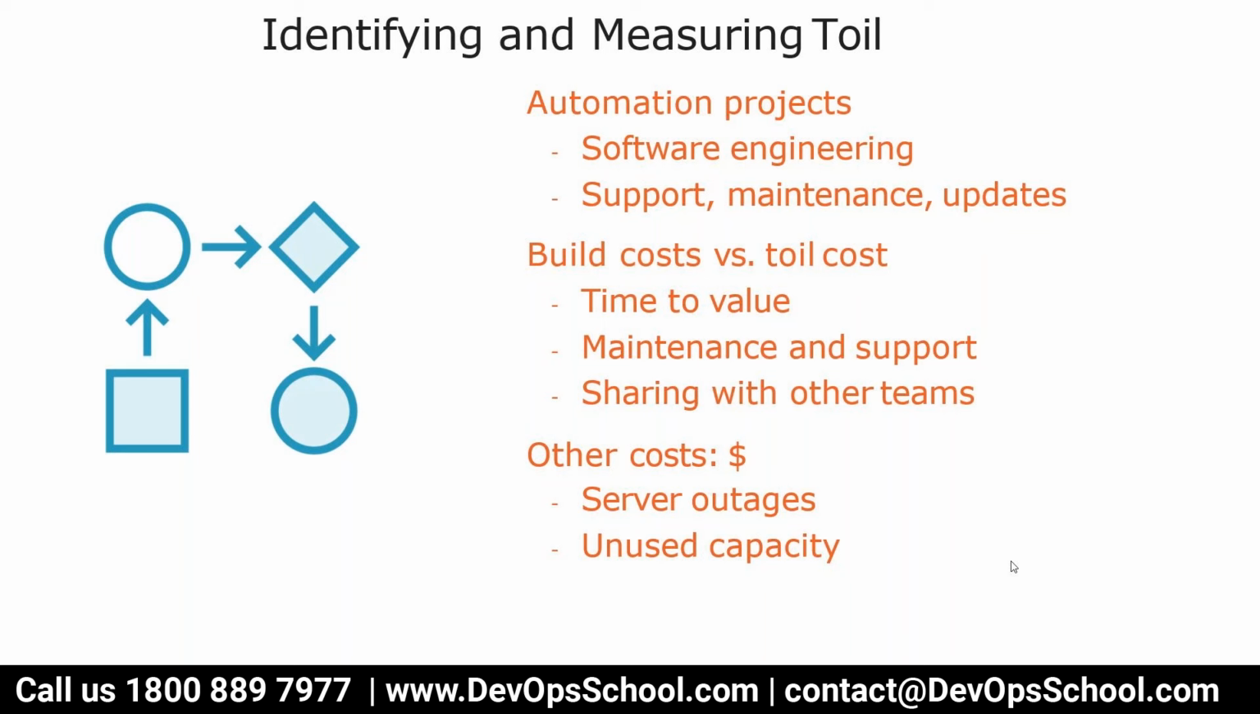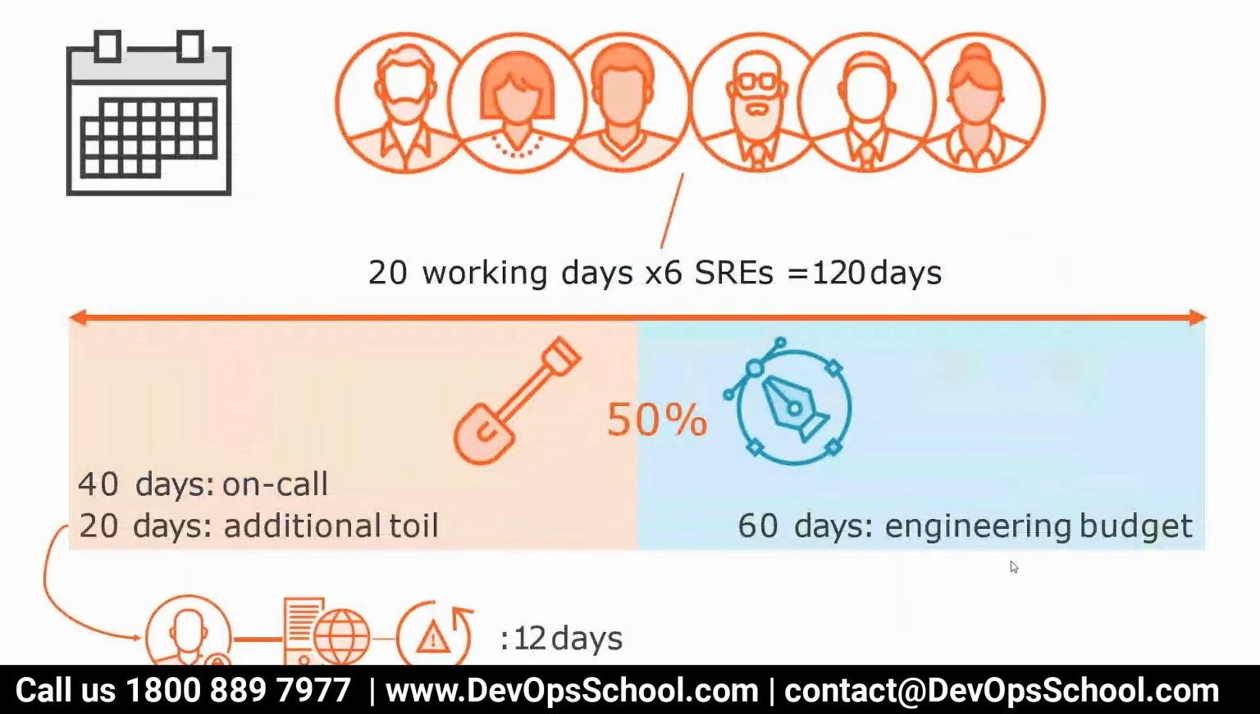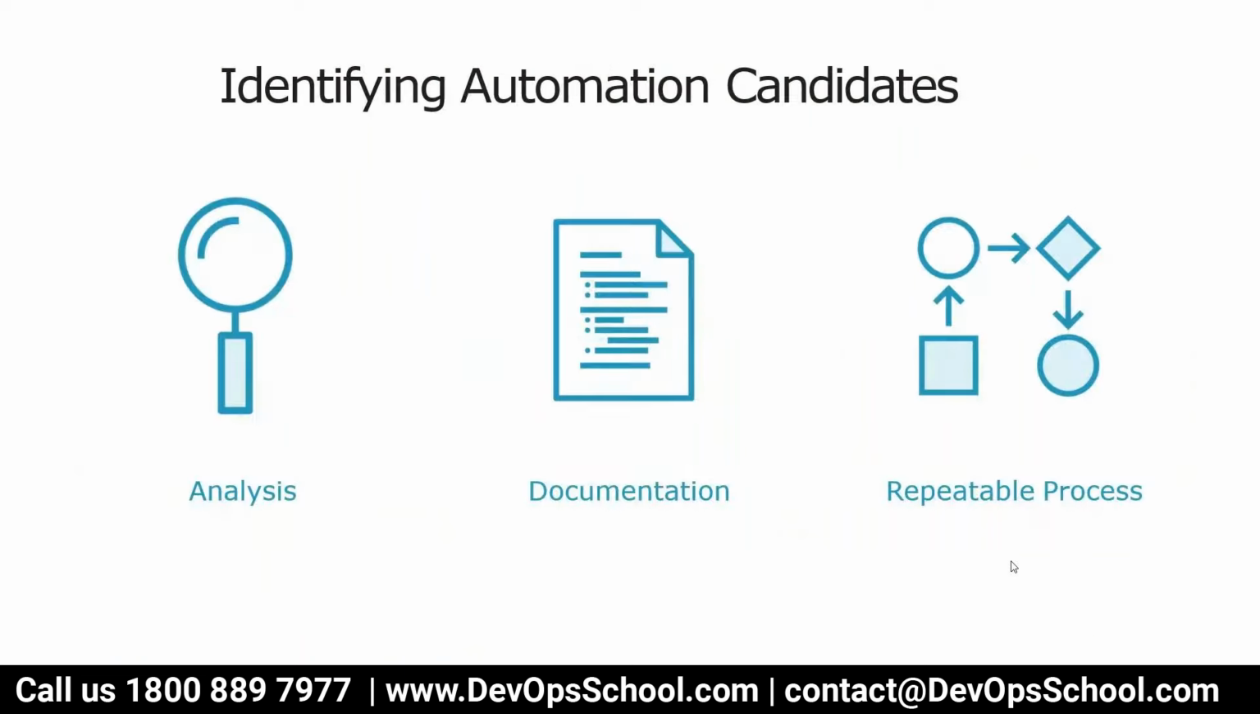And then you need to see build cost versus toil cost in terms of time to value, maintenance and support, sharing with other teams, and many other things, outages. So identifying automation candidates includes analysis, documentation, and repetitive processes. So let's understand this way. This is just to get an idea: how can we measure the toil?